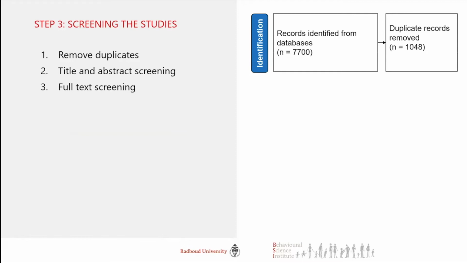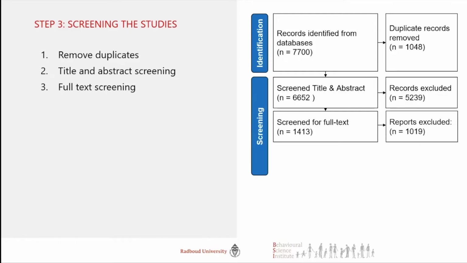We had 1,048 duplicates. Then you go and just read the titles and abstracts of those papers to review them against your inclusion criteria. For us, after removing duplicates, we had 6,652 papers and 5,239 were excluded. And then you download the full text of those papers that are included, and then you review the full text according to your criteria.